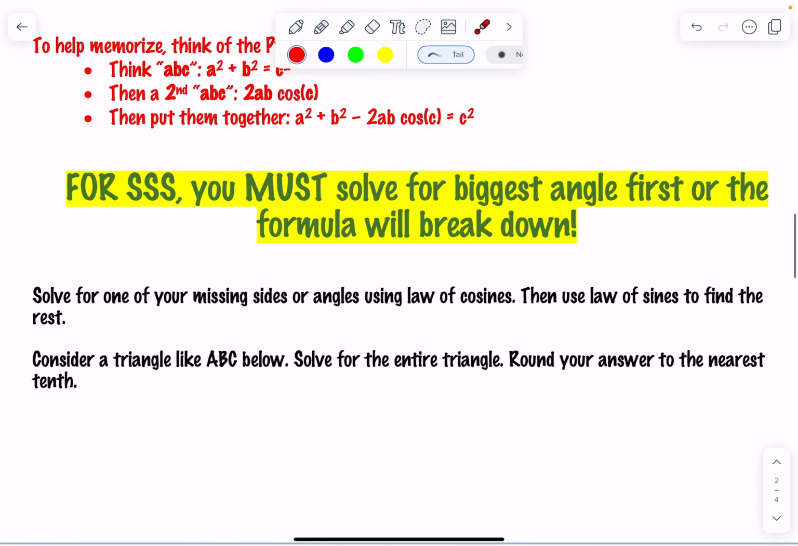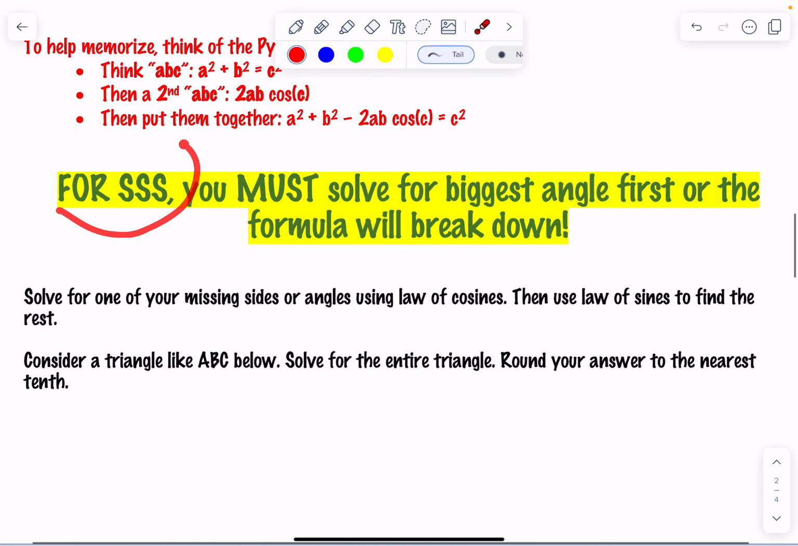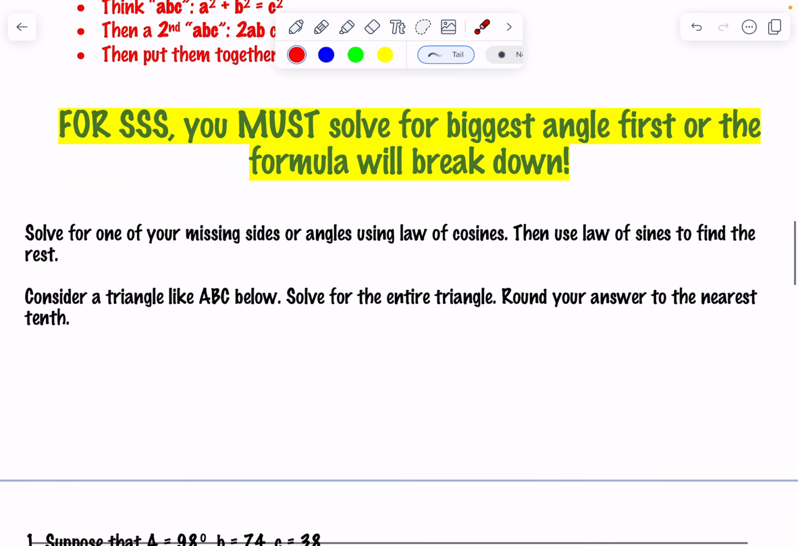We're not going to get to one of these today, but this might happen in ALEKS. If you are solving a triangle that gives you all 3 sides for an SSS triangle, you must solve for the biggest angle first or the formula will break down. So that's like a quick little hint there. Again, we can't decide when it's going to happen. It just happens in ALEKS, sometimes, sometimes not. Just make sure you're prepared for if it happens in ALEKS, please solve for the biggest angle first. All right.